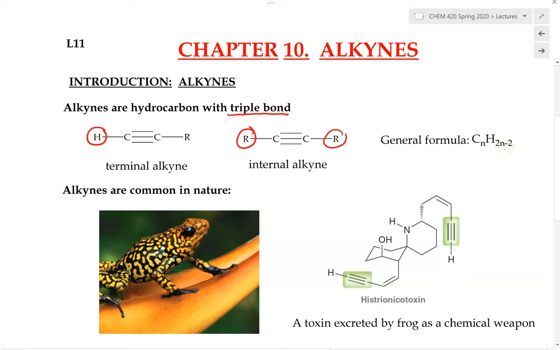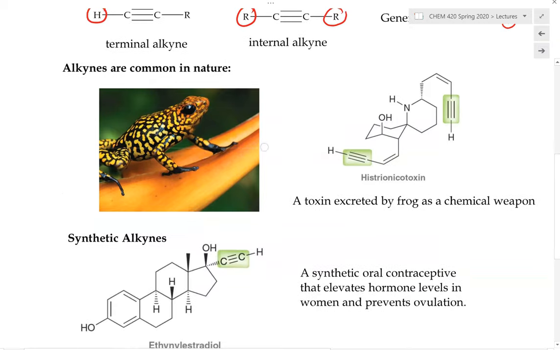CnH2n-2. So this is basically telling us that the number of hydrogens is equal to the number of carbons multiplied by 2, minus 2. And we have to minus 2 here, since there are 2 carbons that are lacking the 2 hydrogens in the case of the triple bond. So alkynes are quite common in nature and also synthetically as well.